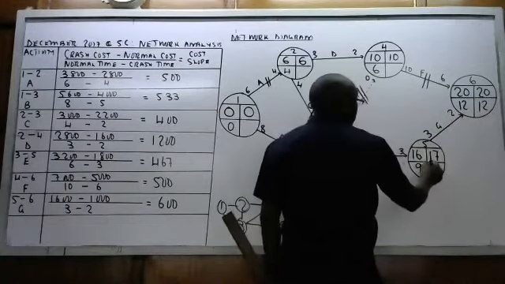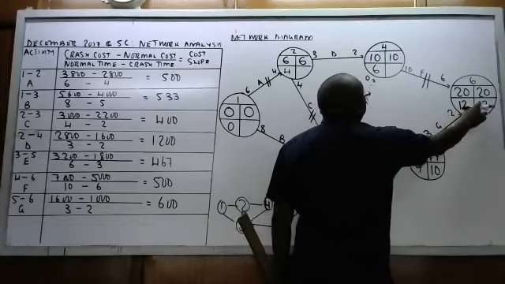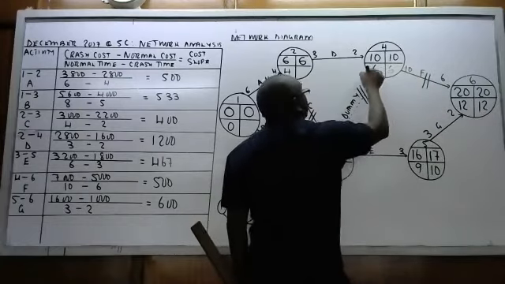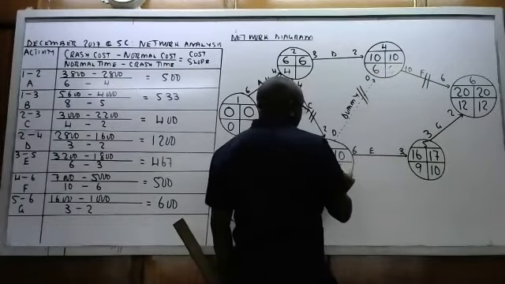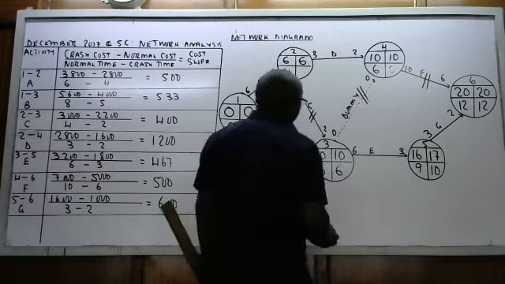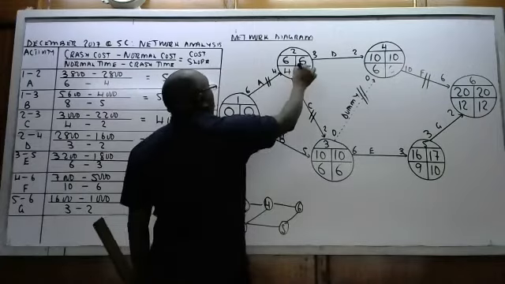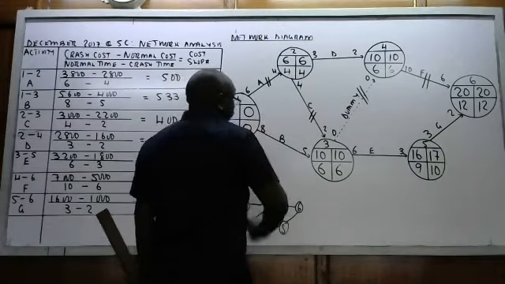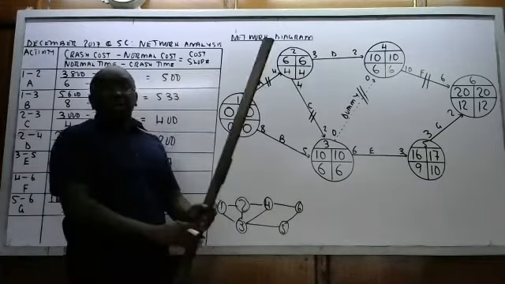12 minus 2, that is 10. 12 minus 6, that is 6. 6 minus 6, that is 6 here. Then this is 4, and this is 0. That is 0.